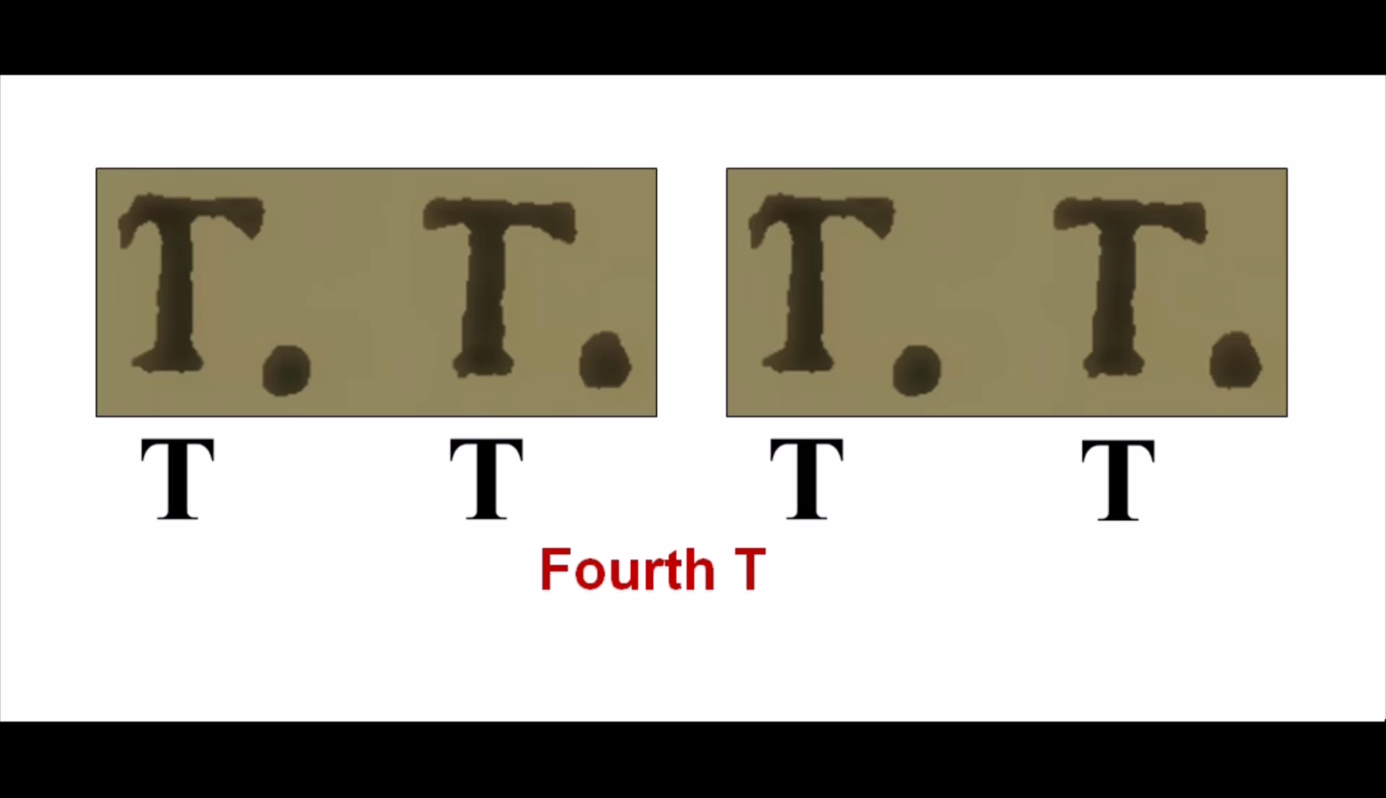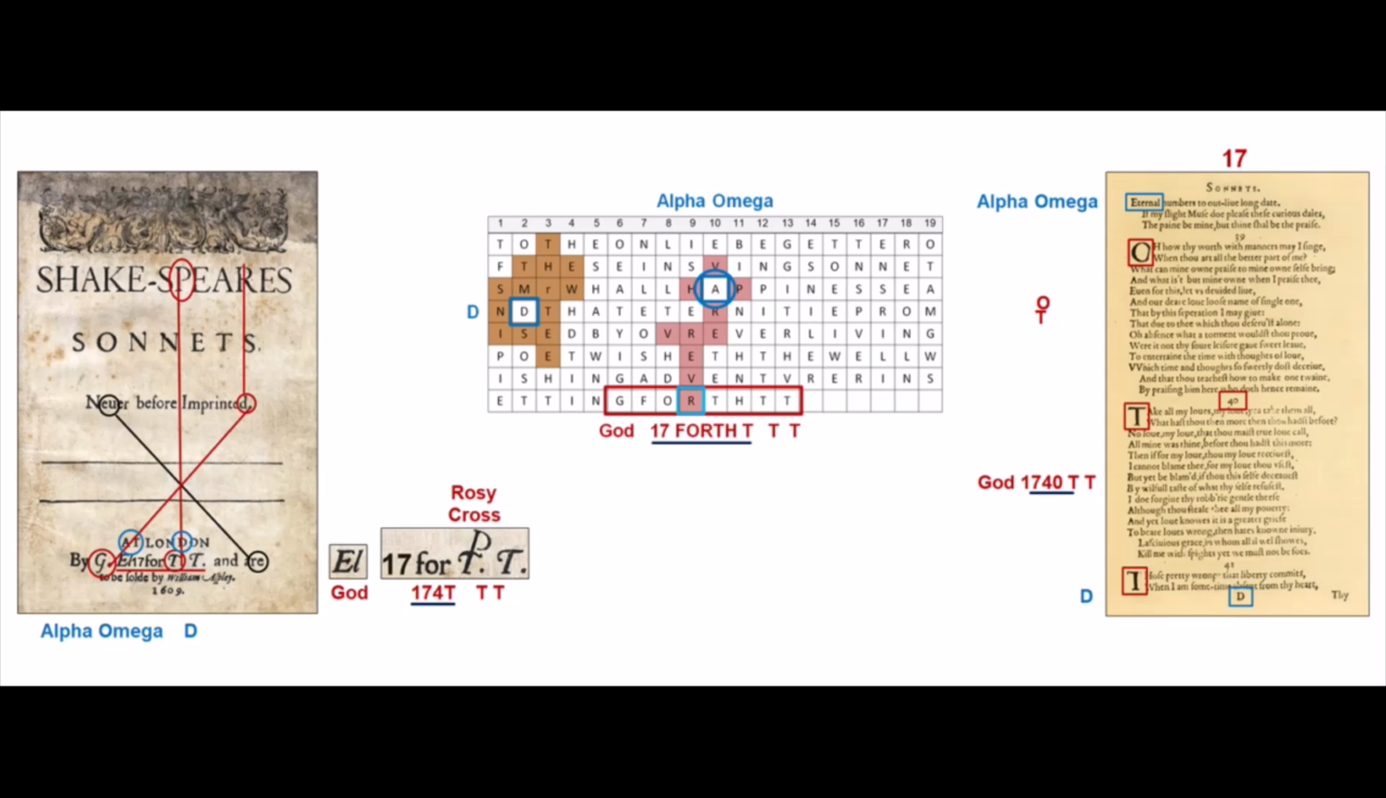When you realize these letters are abbreviations for God and gold, rosy cross, you see that they're also 4 T's or 40. And with de Vere's Shakespeare codes, 4T, 40, and 4th T are interchangeable. For example, in the last video, the three messages use 17 4T, 17 4th T, and 17 40.